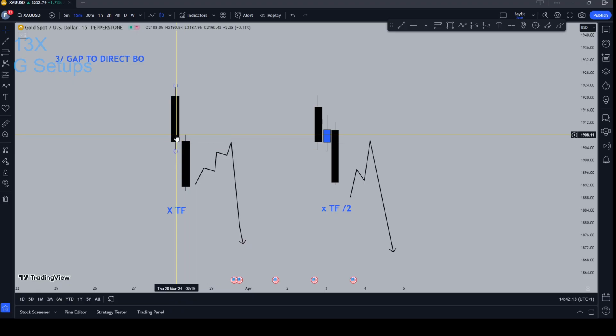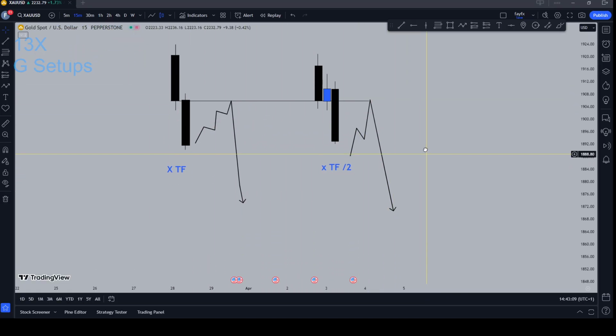We have a gap in X time frame, a fresh gap in X time frame. One time frame lower than this, we got a direct breakout. Price will go up, visit that level and go down. We use this when there are big moves in the trend, especially in the New York session. This is the third entry on gaps.